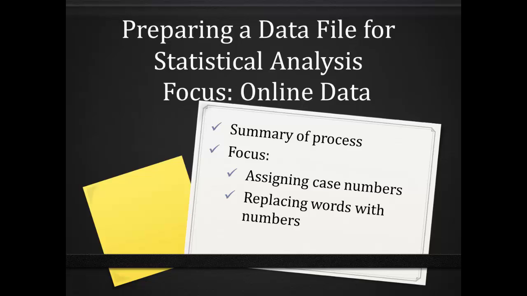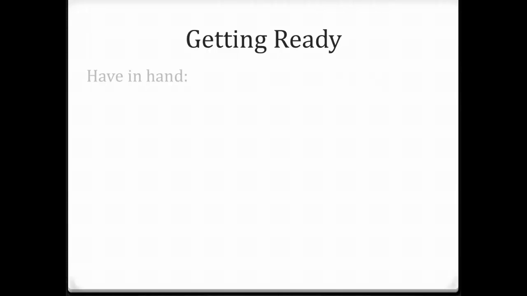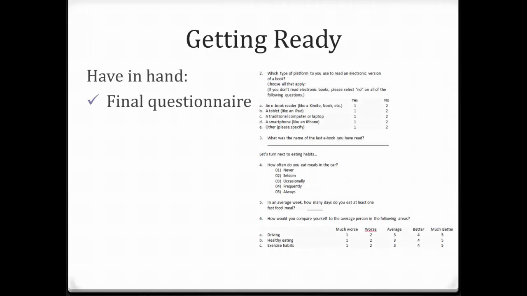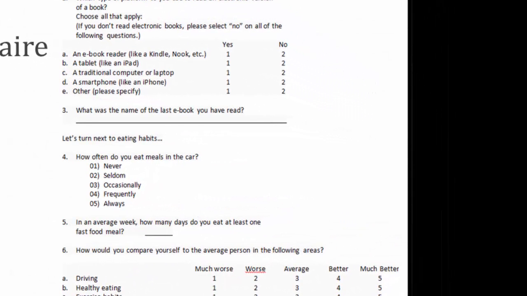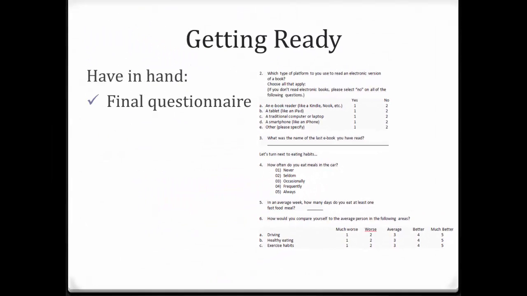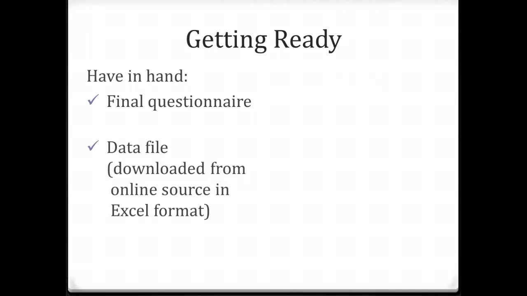But this video focuses specifically on how to work with data that you gather via an online survey tool, such as Google Forms or SurveyMonkey. I'm assuming that you've used your knowledge of how to format your questions to make it easier for coding and analysis later. Before you begin, you will need to have the final questionnaire or survey instrument. This will have all of the questions and all of the possible responses on it. And of course, you will need the data file you downloaded from your online source, exported in Excel format.